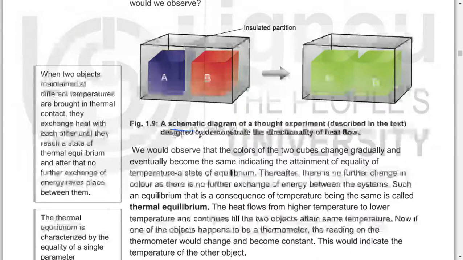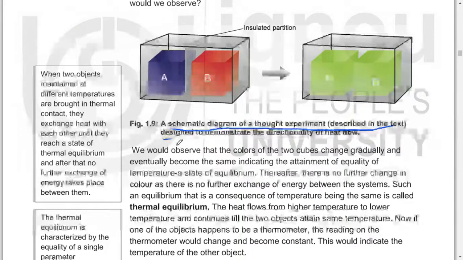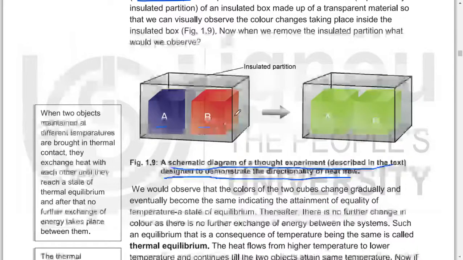A schematic diagram of the thought experiment described in the text, designed to demonstrate the directionality of heat flow. A, B. Insulated partition. A, B.